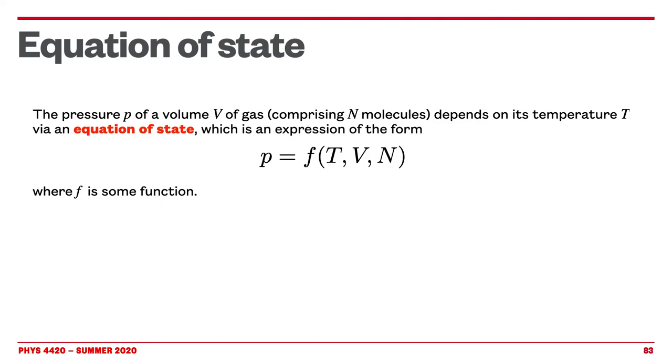For example, we can say that the pressure depends on the temperature, volume, and number of particles. And so we will say that pressure is a function of those variables. And what we need to know is what is that function, of course. And we've already seen one in this course. And the one we've seen is the ideal gas equation.